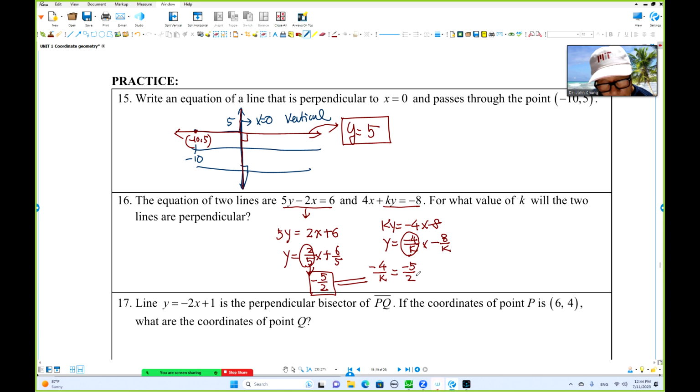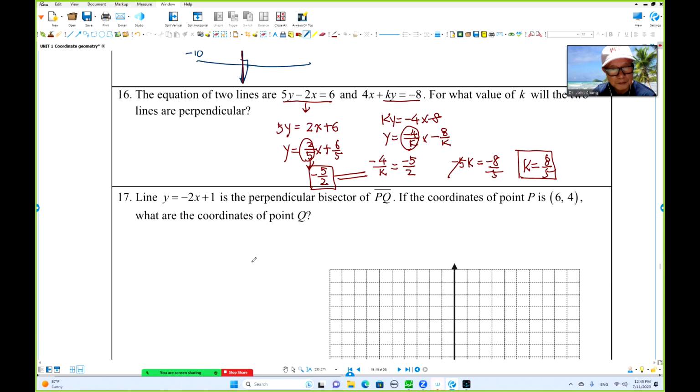To find the value of k, you can use cross multiplication. Negative 5 times k equals negative 8 times 4, which is negative 32? Dividing by negative 5, k equals 8 over 5. Now, perpendicular, we did a lot. Negative reciprocal, remember. Parallel: same slope, different y-intercept.